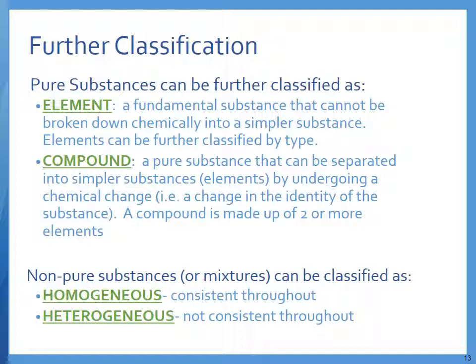All right, some other terms that you should know. Homogeneous. Homo means same, and so homogeneous means that the substance is consistent throughout. It looks the same everywhere. Heterogeneous is something that is not consistent throughout. So non-pure substances can be classified as homogeneous or heterogeneous. Elements and compounds are homogeneous by definition because they're only one thing.